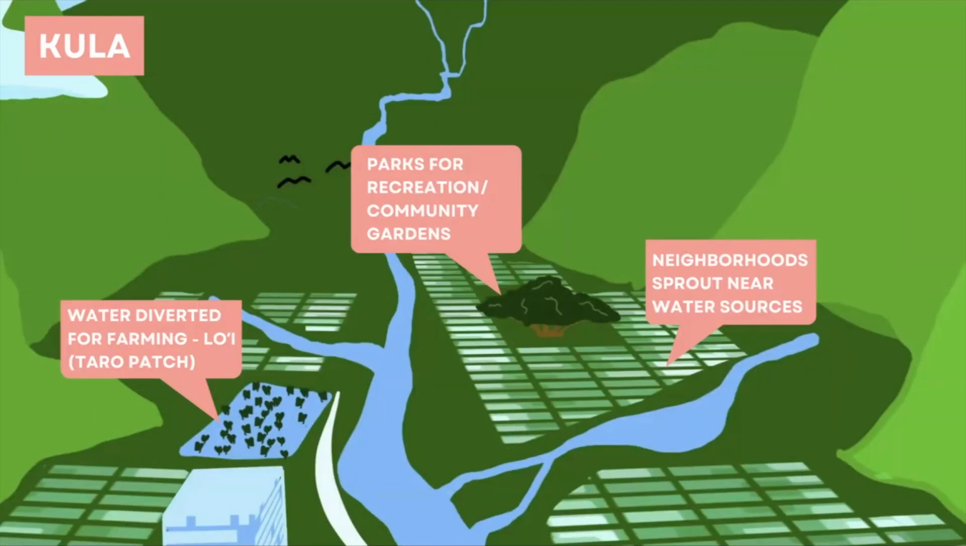In the Kula area is where neighborhoods sprout. With a clean source of water, people are able to live in healthy environments. Parks are created for recreation with residents encouraged to participate in community gardens. Water is also diverted for subsistence farming and for traditional Hawaiian practices like planting kalo or taro.